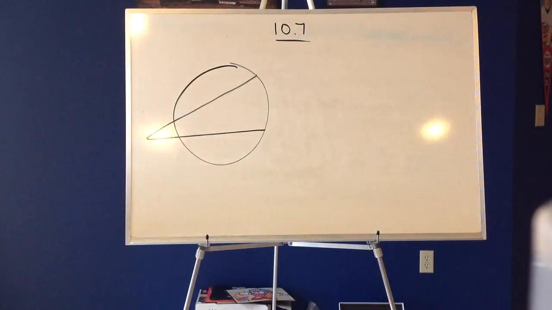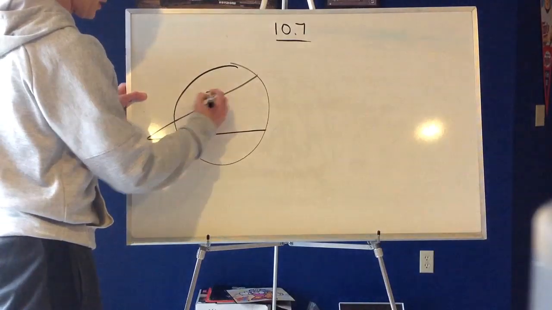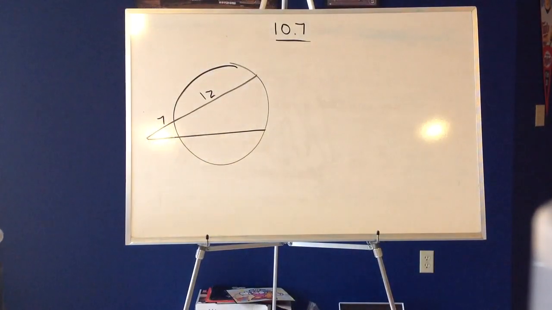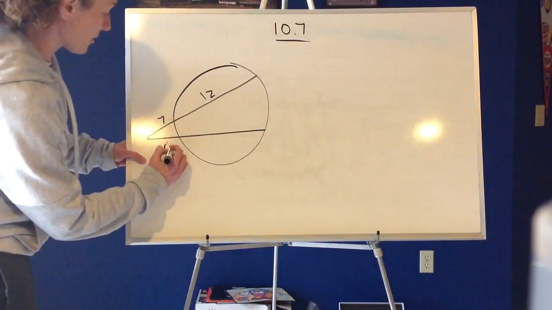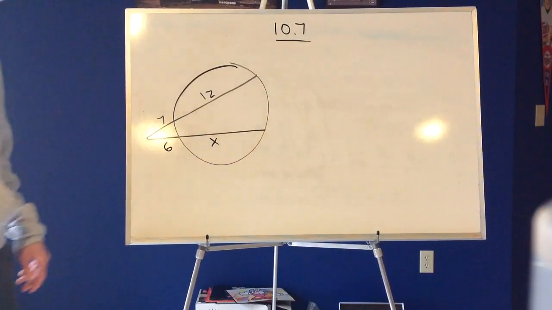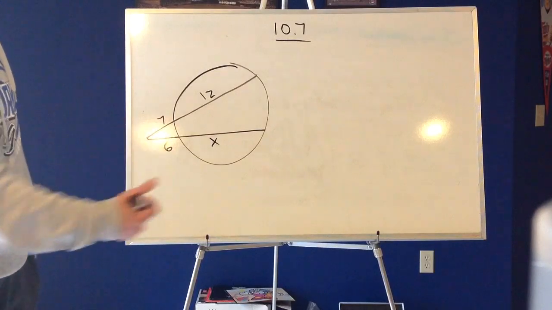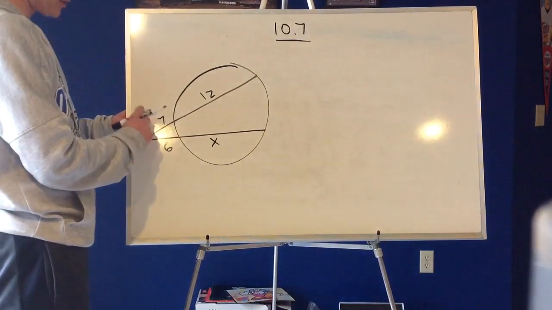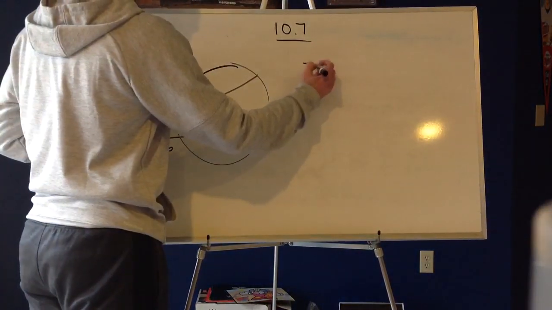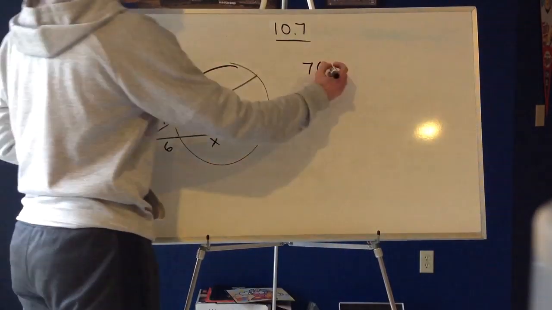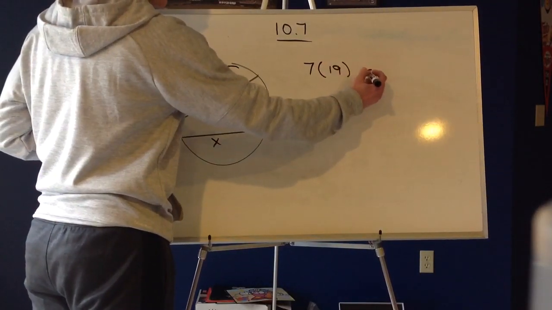So for this one, you've got 12 and 7, and 6 and x. You'll notice the x is on the inside part. When that happens, you won't end up having to factor. So same idea as what we did with the other one. I want to take the outside times the whole. So the outside is 7. The whole would be adding those two to get 19.